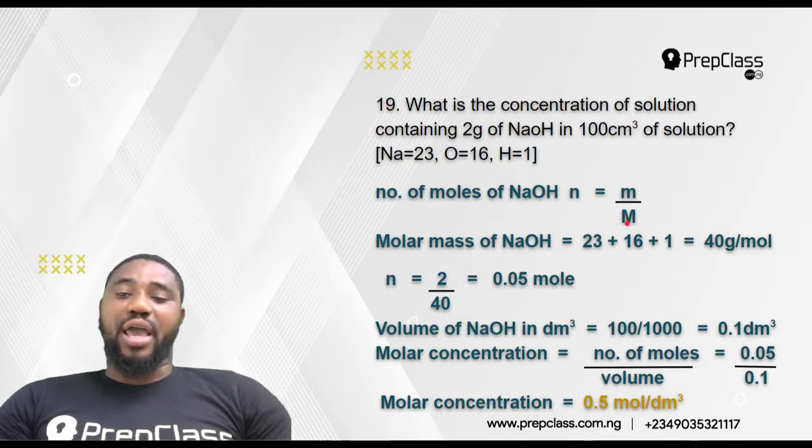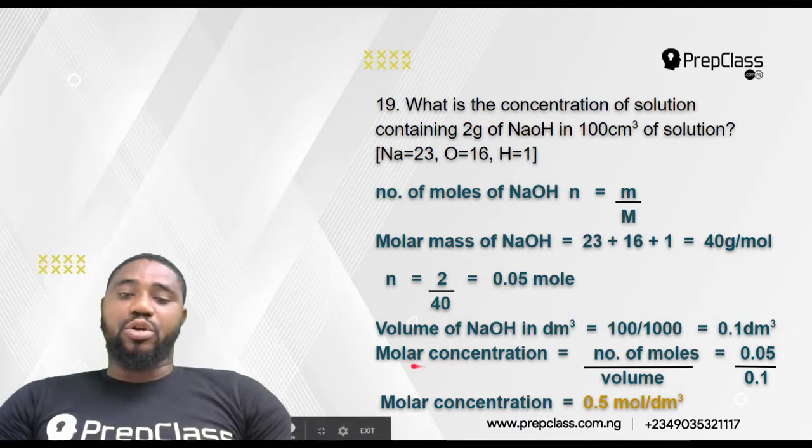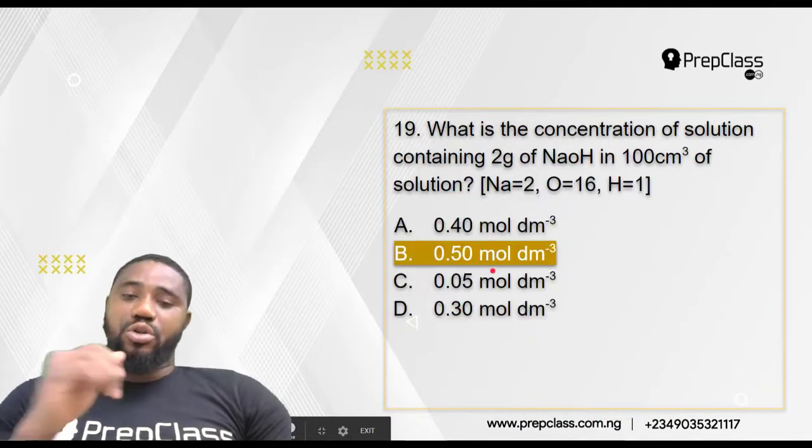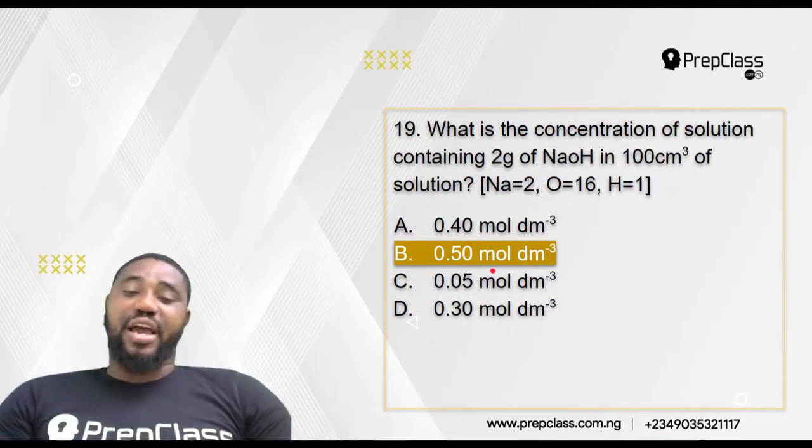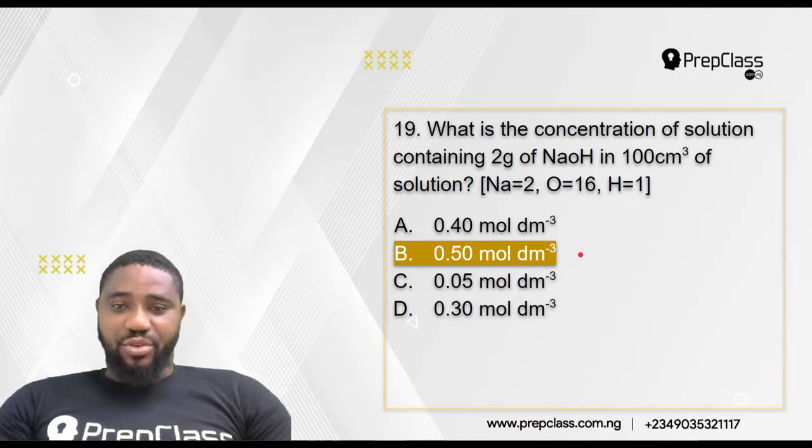So using n equals m over M, remember that this m is the reacting mass, 2 grams. So n becomes 2 over molar mass 40. That gives us 0.05 mole. We must convert this volume in cm cube to dm cube. We'll do that by dividing by 1000. So volume of NaOH in dm cube becomes 100 over 1000, 0.1 dm cube. So the molar concentration becomes number of moles over volume: 0.05 over 0.1 dm cube. If you use a calculator and divide this, you get molar concentration equals 0.5 mole per dm cube. So the correct answer there is 0.5 moles per dm cube.